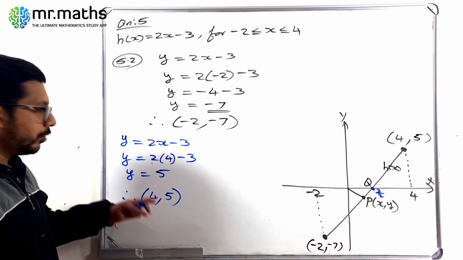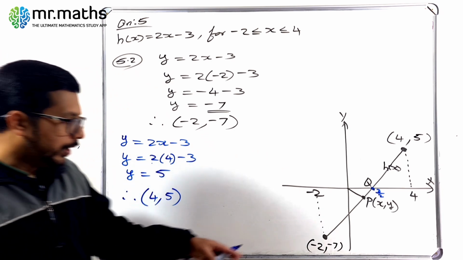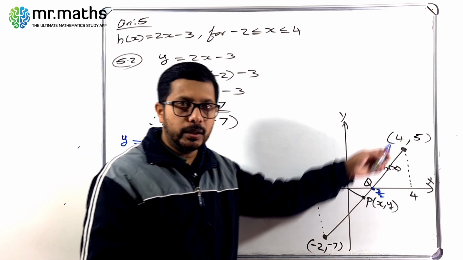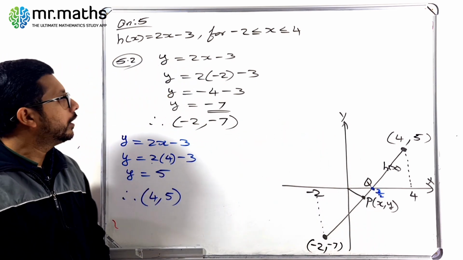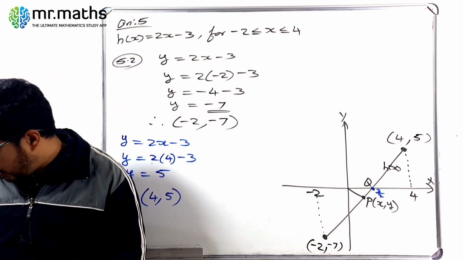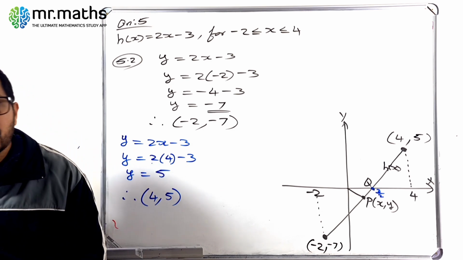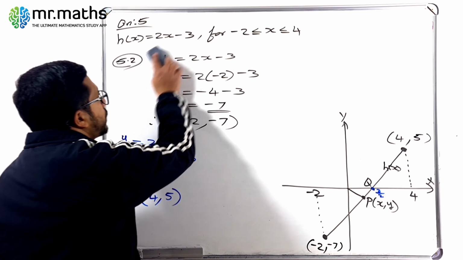So we got the coordinates of this h of x: minus 2 comma minus 7 and 4 comma 5. Now we can come back to our question. We want this also to find the answer to our question.